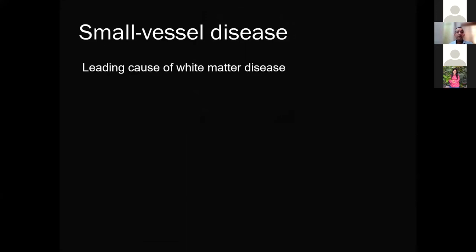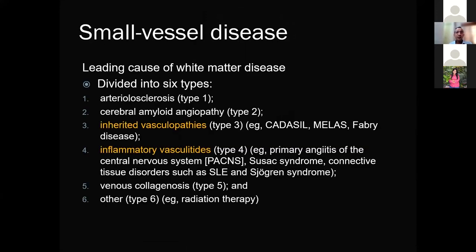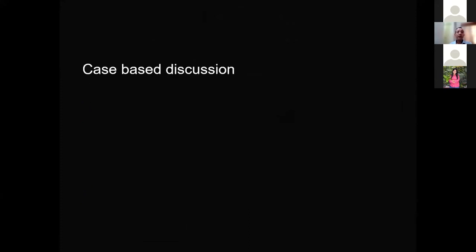In addition, the variable pattern of white matter involvement may be seen in the small vessel diseases. The important ones in pediatric patients are inherited vasculopathies and inflammatory vasculitis, though the pattern of the white matter involvement is non-specific. With this overview, I will be showing a few of the cases with characteristic white matter involvement.